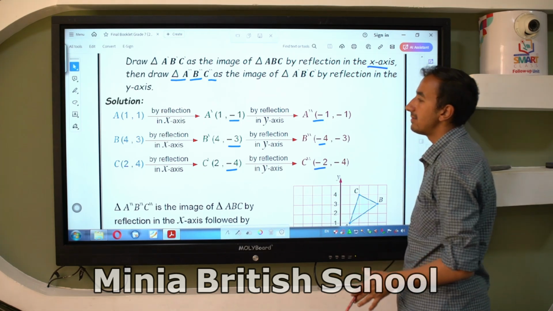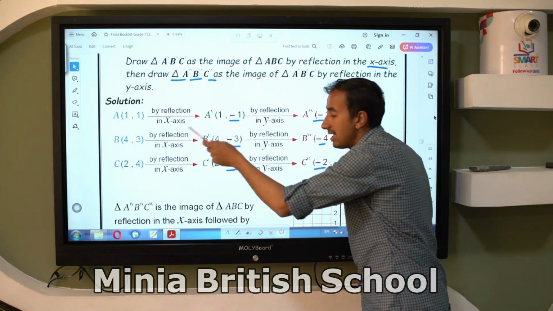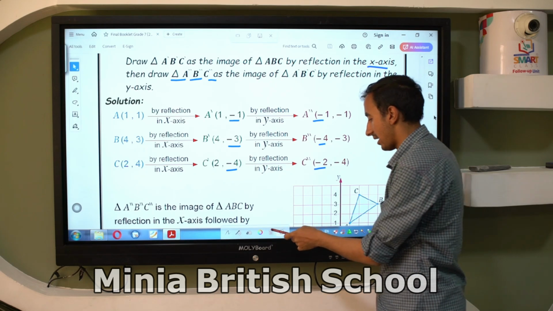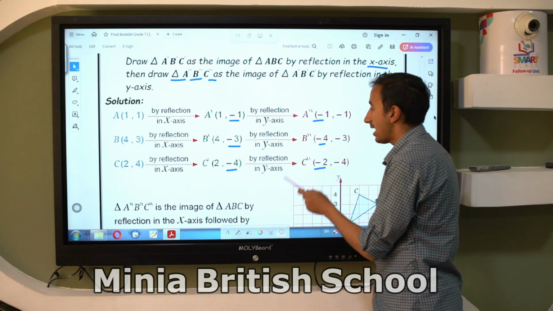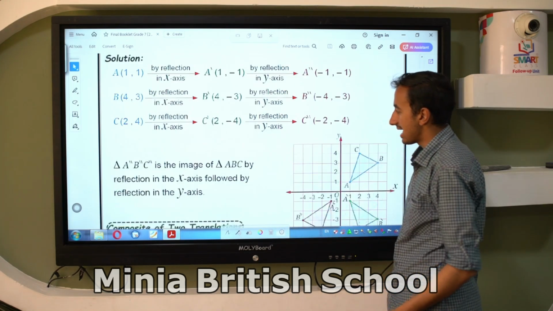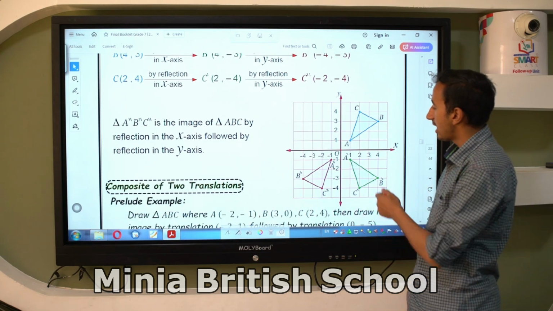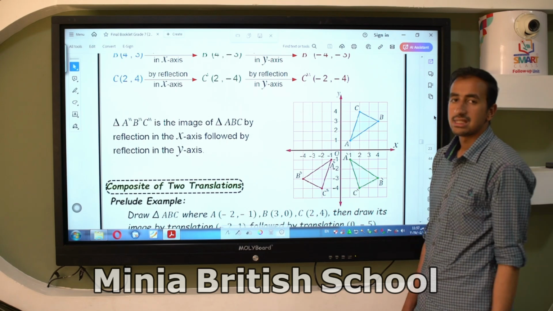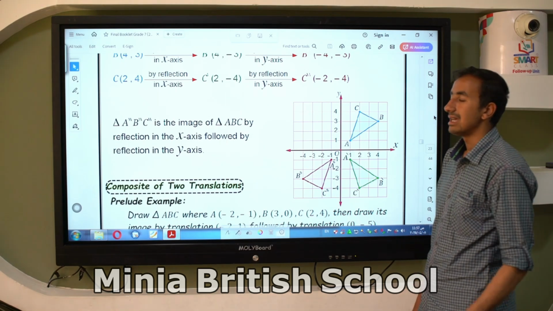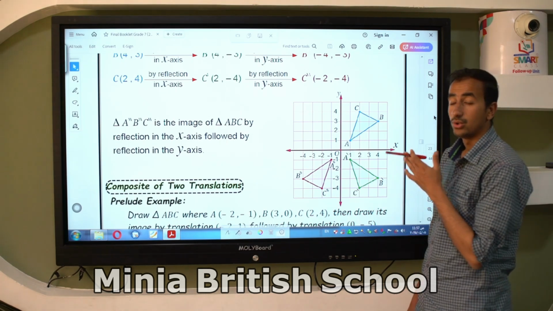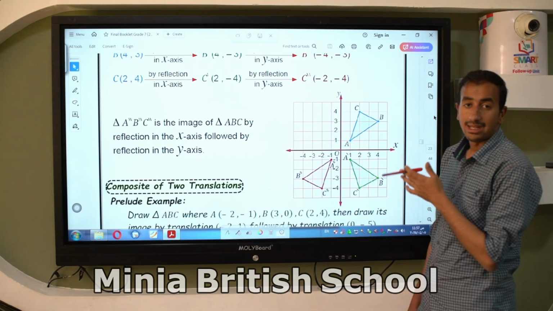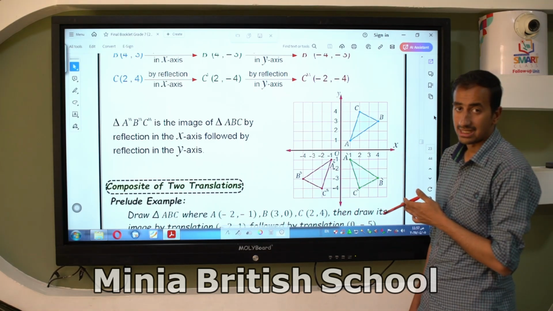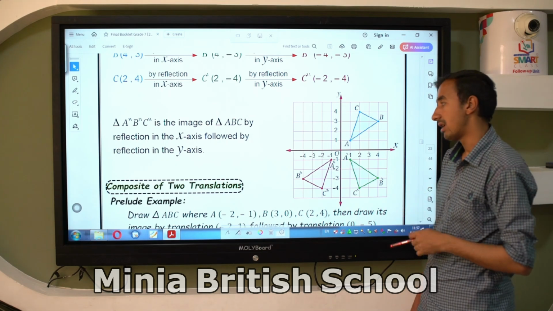So I can represent these points A, B, C, and join the triangles A' B' C' and A'' B'' C'' using their coordinates. Here A, B, C, A', B', C', and A'' B'' C''. It's a drawing. It's a very important exercise to find in any test, for any summative test. Okay? Yes.